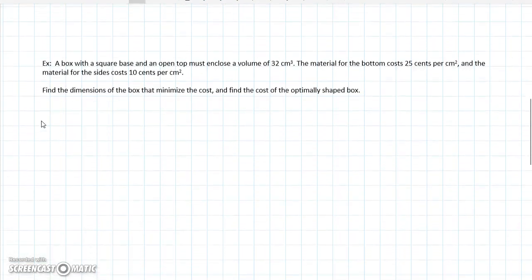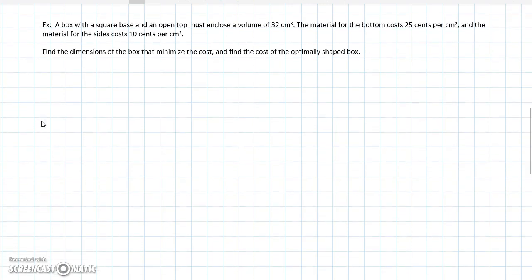We will start with a word problem, of course. We're trying to design a box. We know how much volume it would have to enclose, and we know the cost, it's a different cost for the bottom and the sides, and we want to figure out how long and how tall it should be, how long on the bottom, in order to make the smallest cost. Seems reasonable, right? So let's get right down to it.